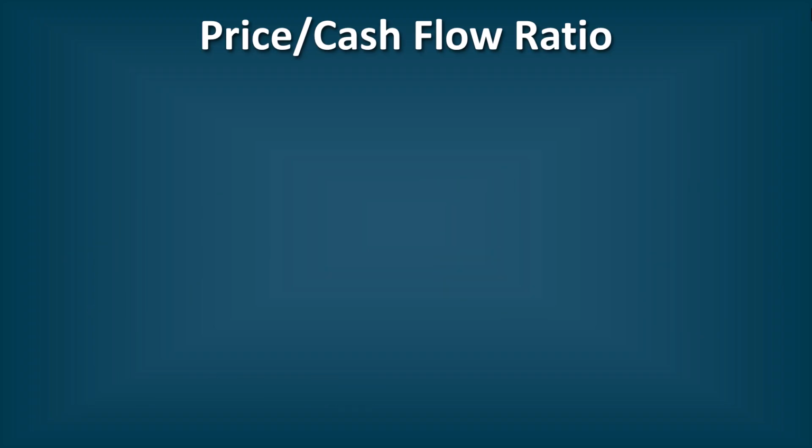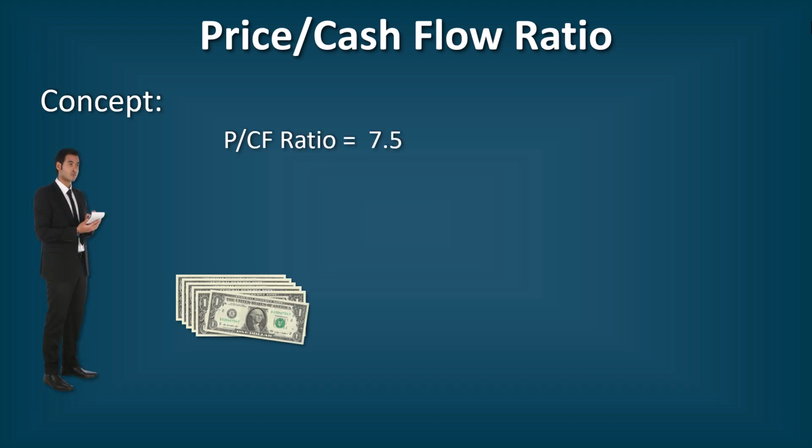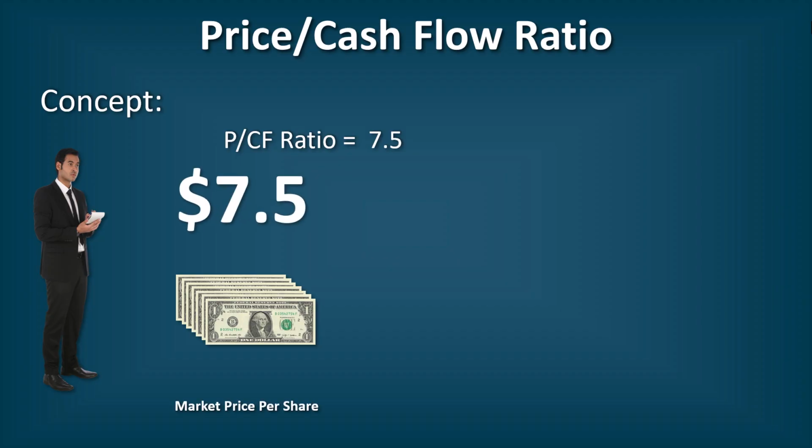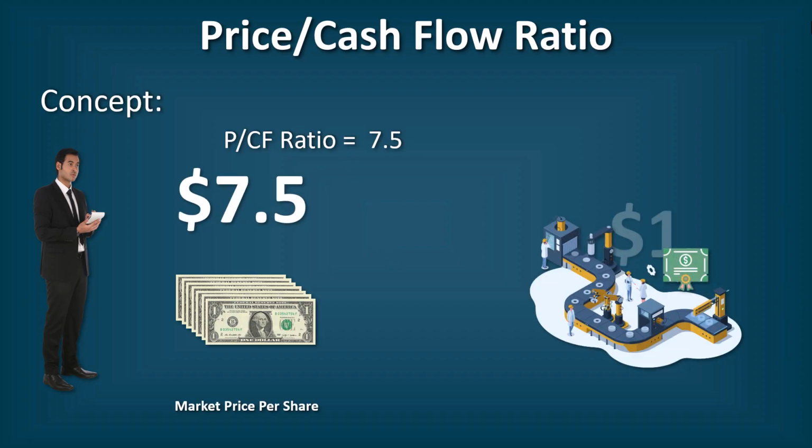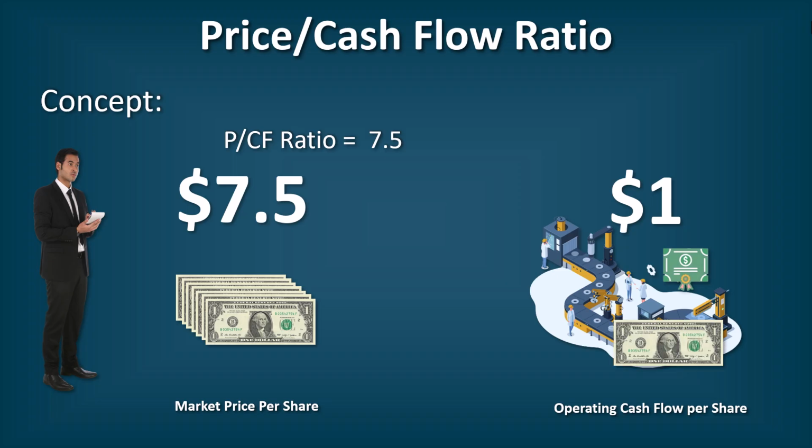Now, let's understand what this value means. A price-cash flow ratio of 7.5 means that an investor needs to invest $7.50 to get $1 of operating cash flow from the company. In other words, the market price is 7.5 times the operating cash flow per share.